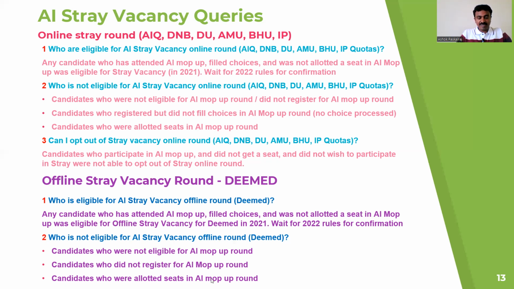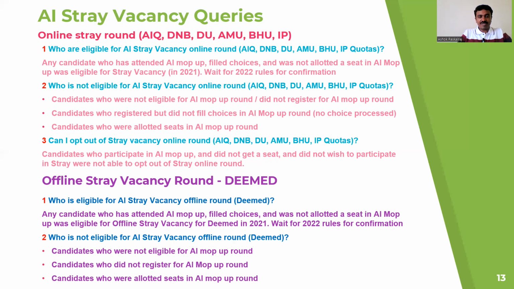So if you are looking at a good seat in a deemed institute, while you are filling choices for All India Mop-up, ensure that you don't fill a choice that you won't join. Unnecessarily, don't fill a choice without thought, because such a choice will result in you losing an opportunity of getting a seat in offline stray. You will not be eligible at all. You would see very good seats available in offline stray. So always fill in choices that you wish to join.